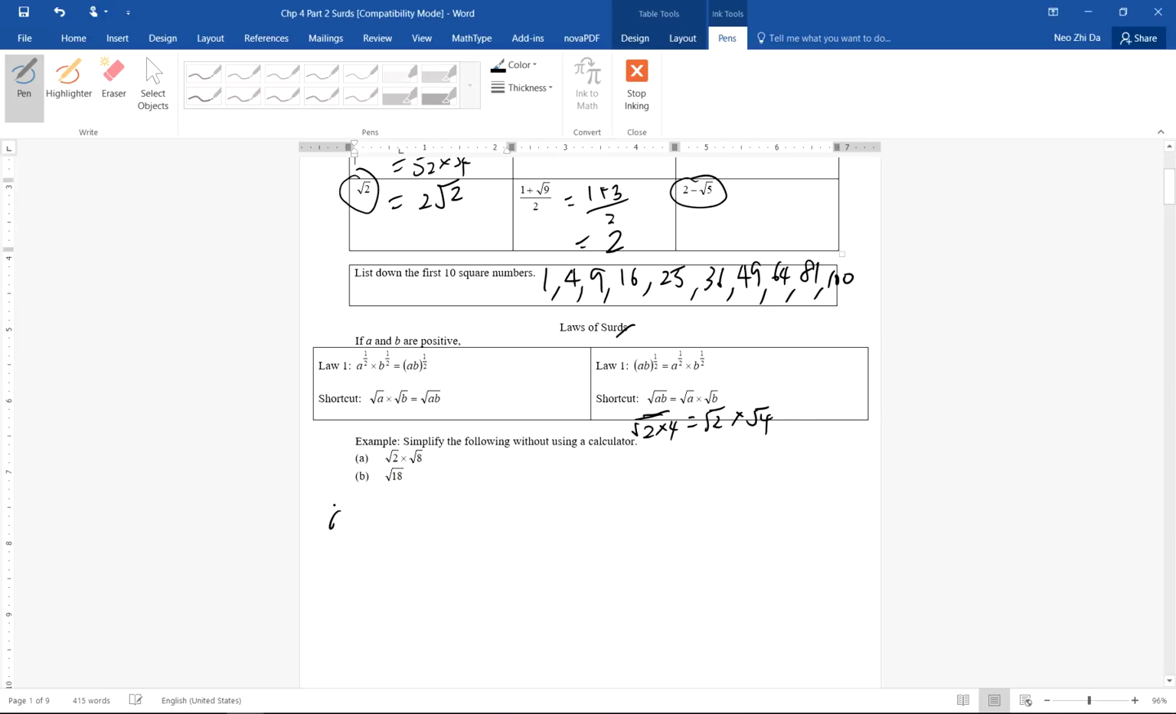So, A: square root 2 times square root 8. Square root 8, we know that is 4 times 2. Hence it's just square root 2 times, this one we know can be broken down into this.